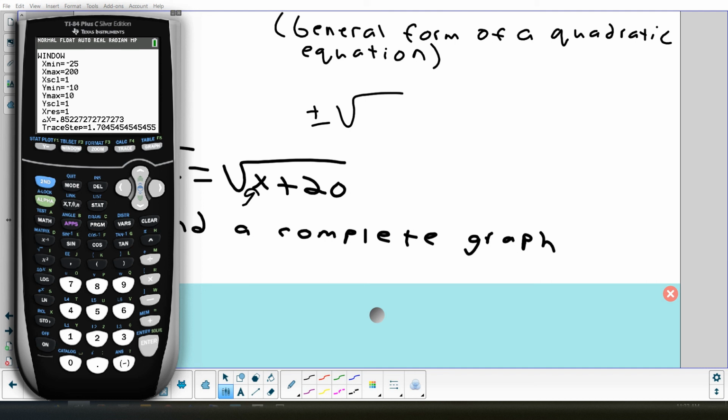Now, think about your graph a little bit. If you plug in the biggest value that we have on the screen, 200, you get the square root of 220, which would be about what number? Pretty close to 15. 15 times 15 is 225. So it's actually just under 15. It's like 14.9 maybe. So for my y max, I might set it at 230, and that's plenty. So let's look at our graph.